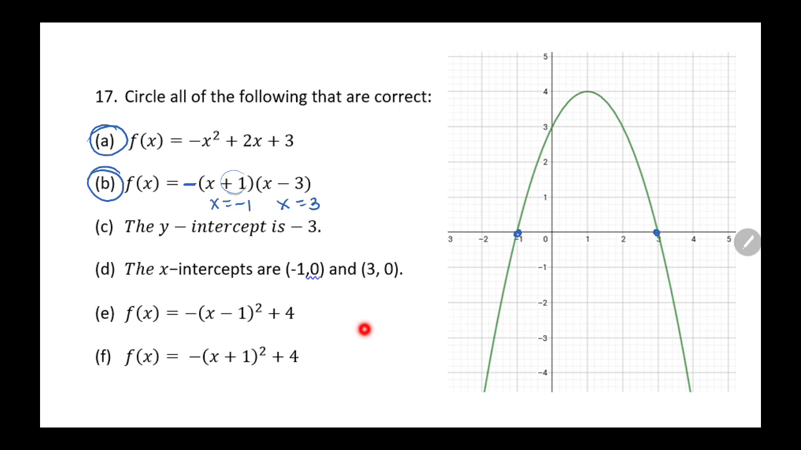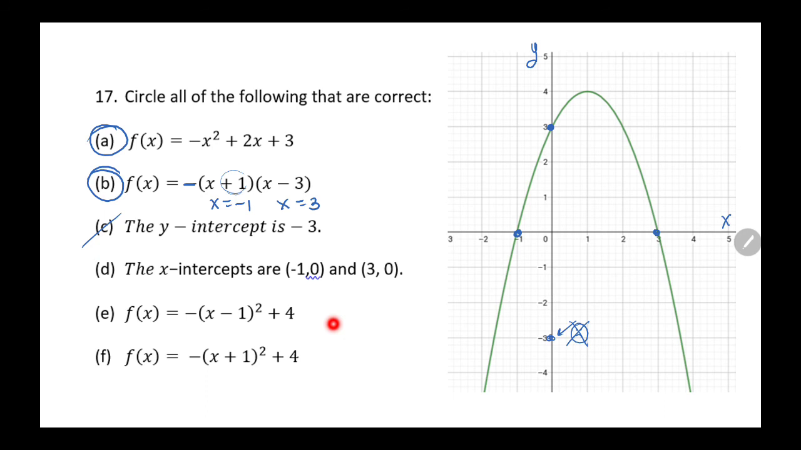Now, the y-intercept is at negative 3. So let's see, y-intercept means where you're hitting the y-axis. That's my y-axis, that's my x. Well, my y-intercept is really at 0, 3, at positive 3. But C says it's happening down here, which is incorrect. There is no y-intercept down there. So this would be false.